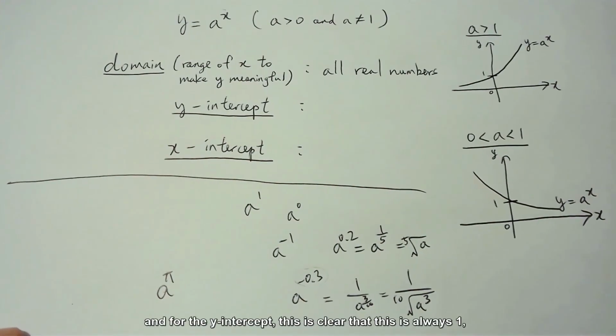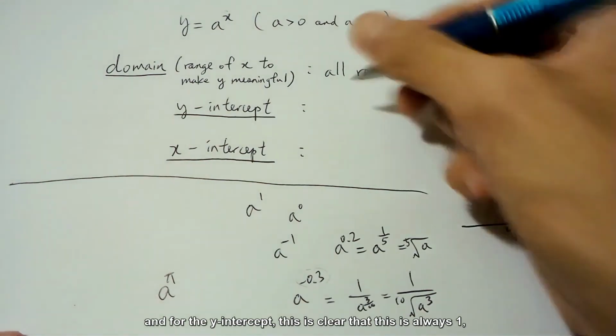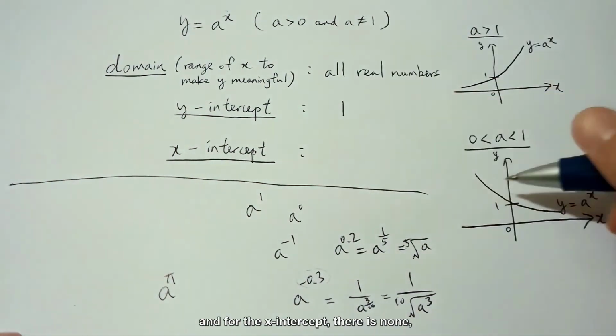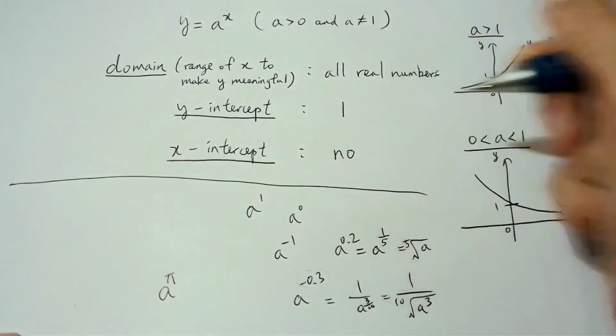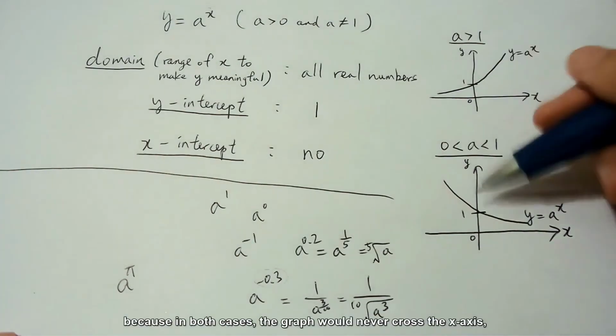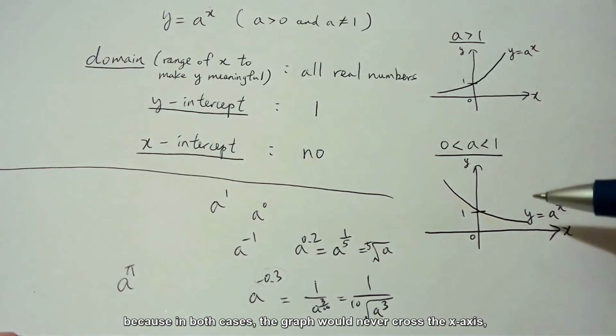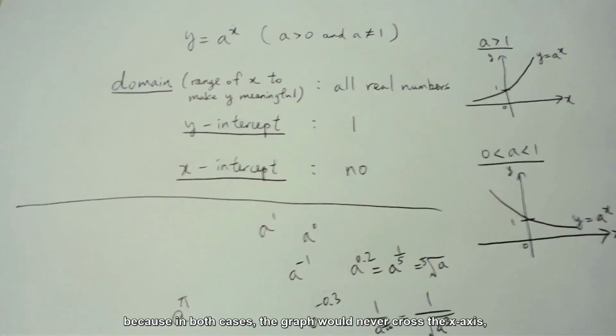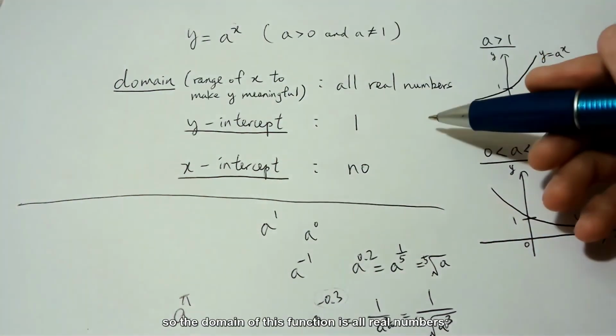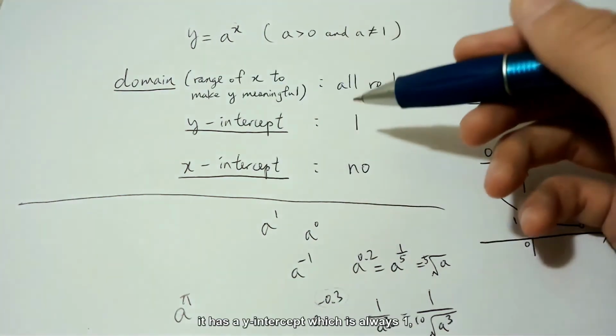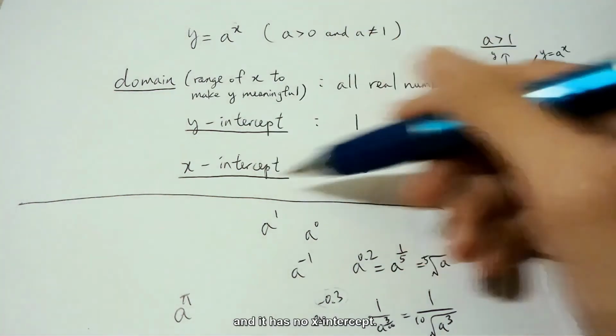And for the y-intercept, this is clear that this is always 1. And for the x-intercept, there is none, because in both cases, the graph will never cross the x-axis. So the domain of this function is all real numbers. It has a y-intercept which is always 1, and it has no x-intercept.